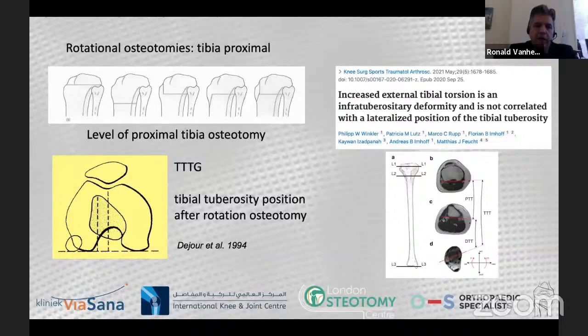And the fifth option is if the TTTG is very far off and will not correspond to the rotation angle, and I will come to that in the next slide, then you make a separate tuberosity osteotomy and you translate the tuberosity or you refixate it. Now, there's also literature on that and also on the accuracy of measurements on that, even with PSI guides these days, where you can do a combined tuberosity translation and a rotation in one cut.